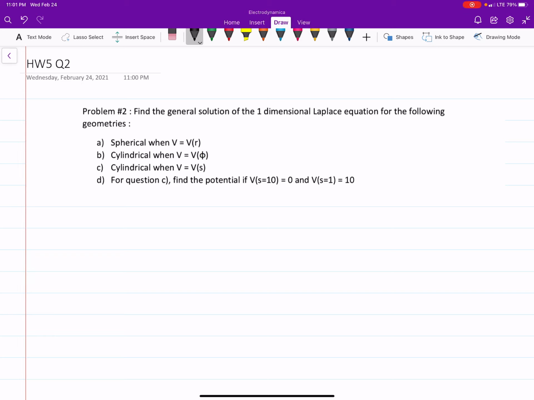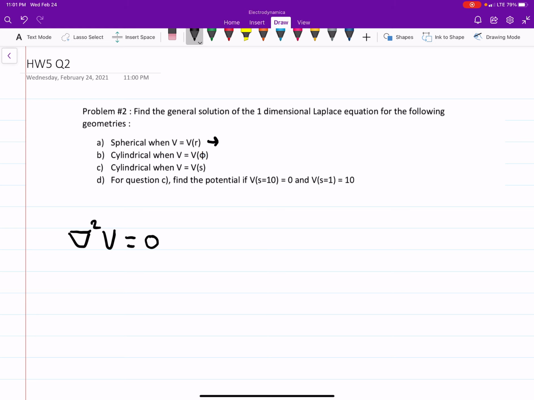Okay, so for this problem, we want to find a general solution for a one-dimensional Laplace equation given the following geometries. So our Laplacian is simply our second derivative of our potential equal to 0. Now for part A, we're given spherical geometry.